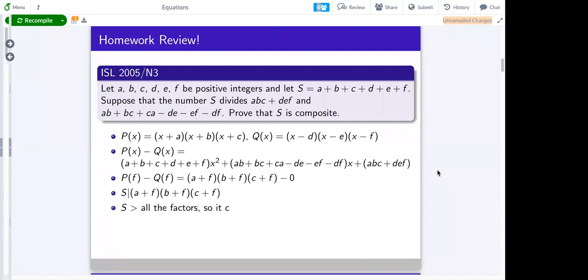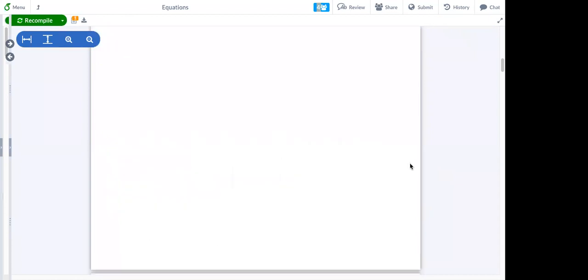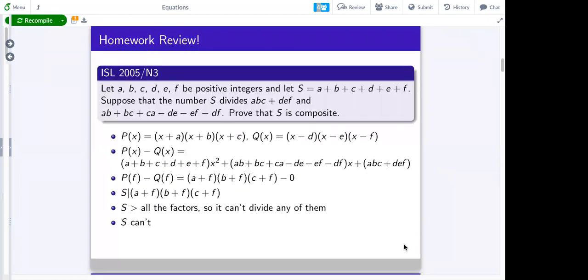So now we're actually not done. We need to prove that s can't be 1. But since s is at least 6, yeah. So it looks like s is composite. So that's the question.